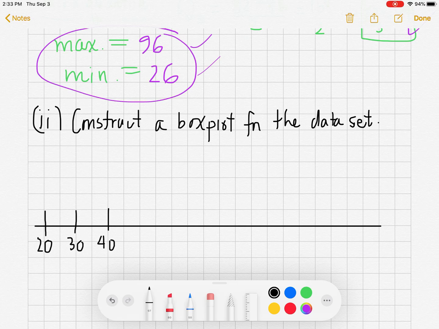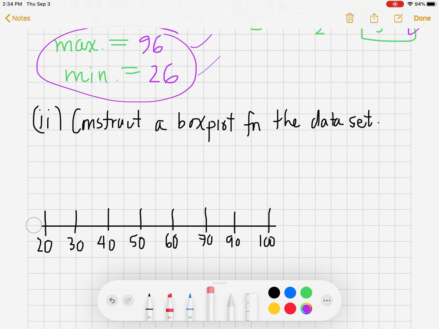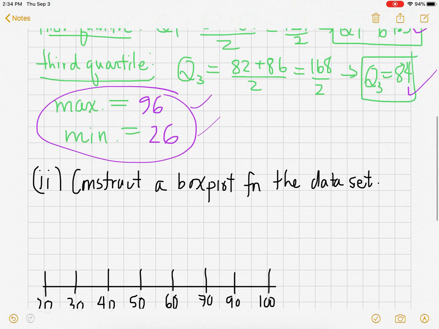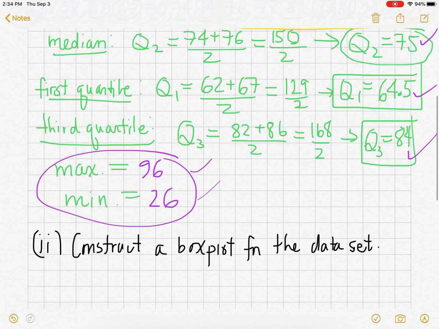30, 40, 50, 60, 70, 90, and 100. And then I can erase this bit over here. Yeah, so I'm going from 20 to 100, right? My largest number is 96, so I just need to go a little bit over 96, so 100. And my smallest number is 26, so I need to go just a little under 26, which is 20. Okay, so I got my horizontal axis done.